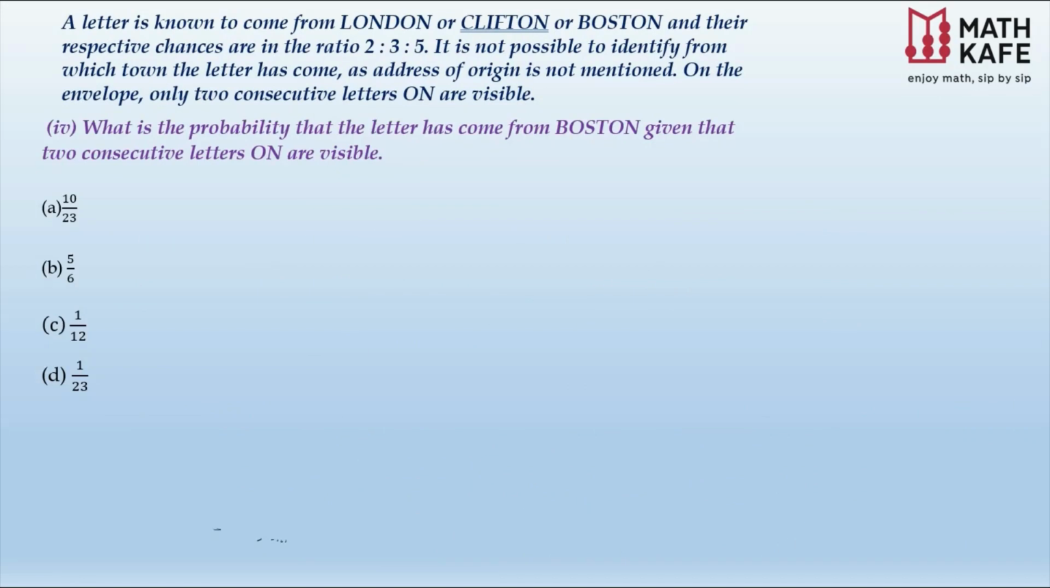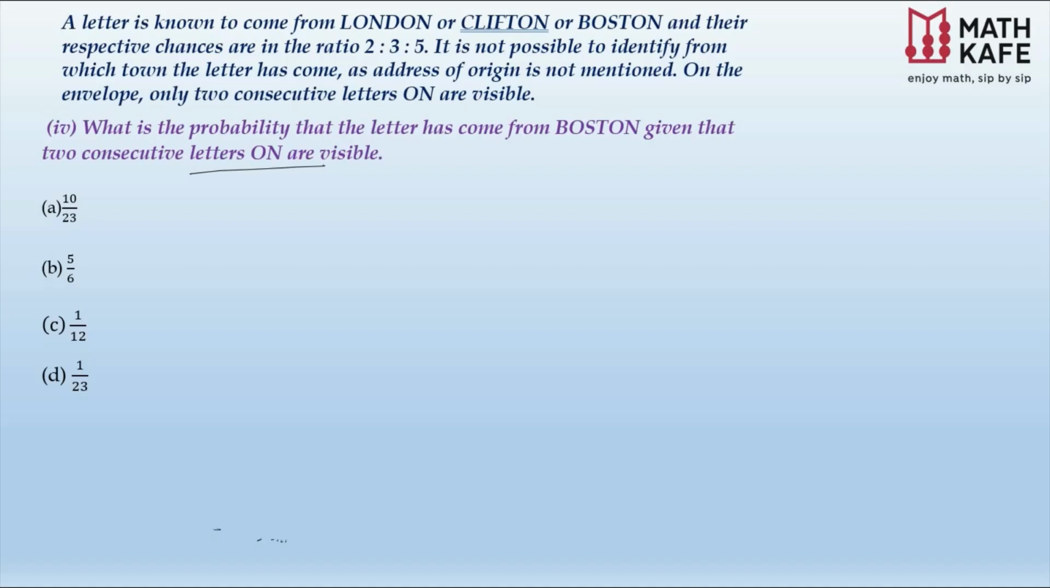Let us consider the fourth part of this question. What is the probability that the letter has come from Boston given that two consecutive letters ON are visible? Which type of question? That's the first thing we need to think. It is given that the letters ON are visible, and we need to find the probability that it has come from Boston.